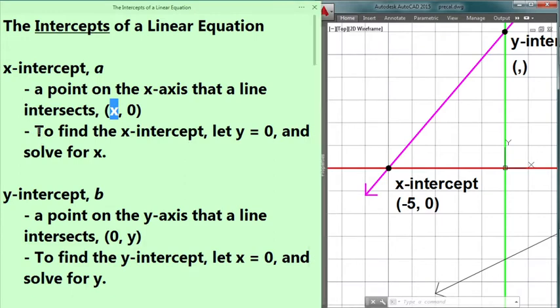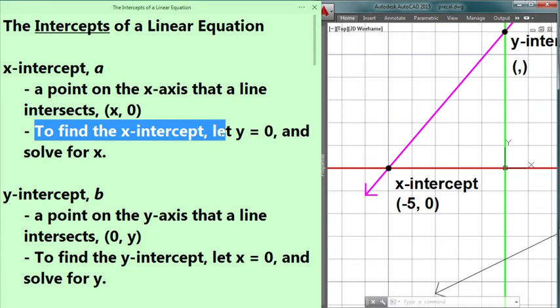Now, para ma-solve natin yung x-intercept, to find the x-intercept, let y be equal to 0, and then solve for x. So, solving linear equation in one variable po ang gagawin natin nun.